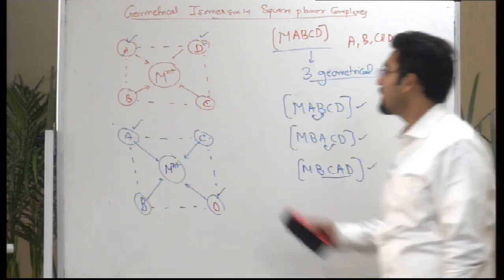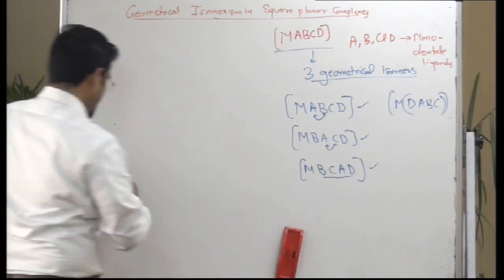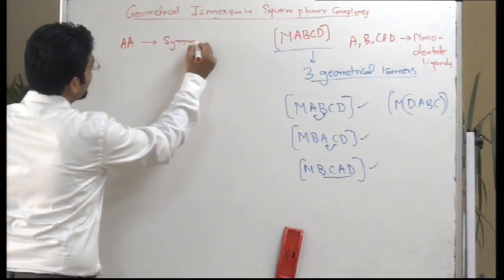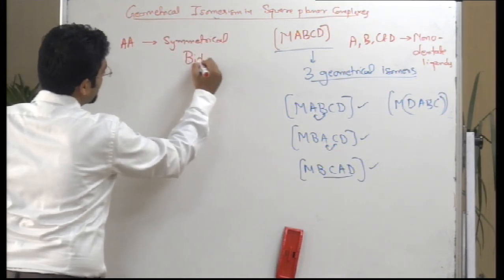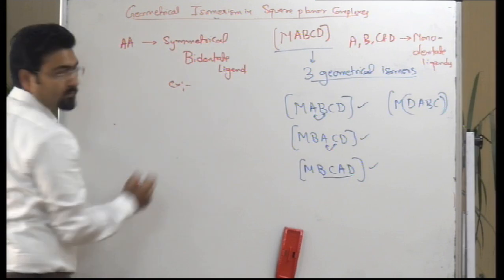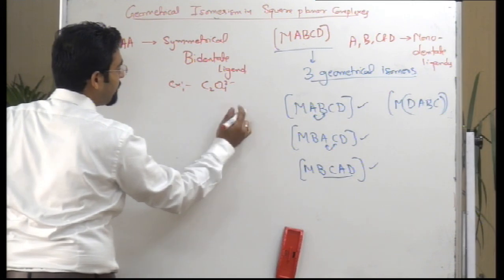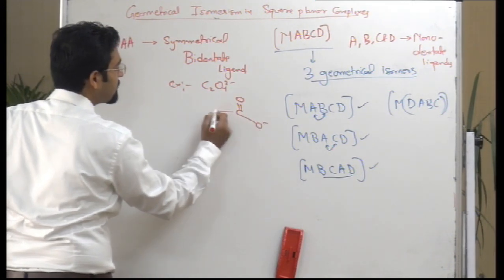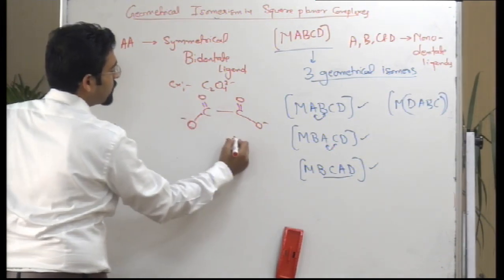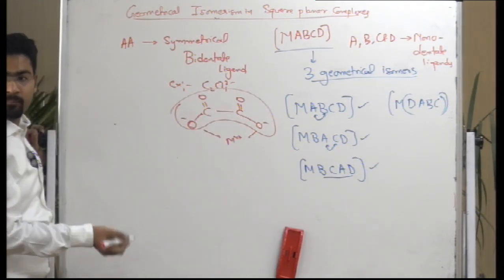What if I have a bidentate ligand? So let me take some notation. AA represents a symmetrical bidentate ligand. Example, C2O4 2 minus. Herein, you can see C double bond O, O minus, C double bond O, O minus. So this will combine with the metal ion from 2 directions. So this ligand is symmetrical and bidentate.